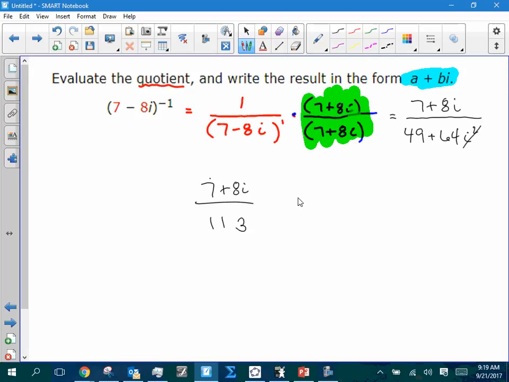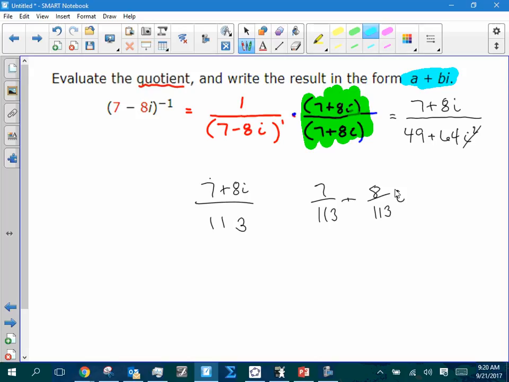What this really says is we have 7 divided by 113, and we have 8 divided by 113, and then our i. And that i can actually show up on the outside like I have it, or it can show up in the numerator. You just can't put it in the denominator. So that's what we're looking for: 7 over 113 plus 8 over 113 i. And like I said, I think that's just kind of an intricacy with WebAssign and how they're asking it.